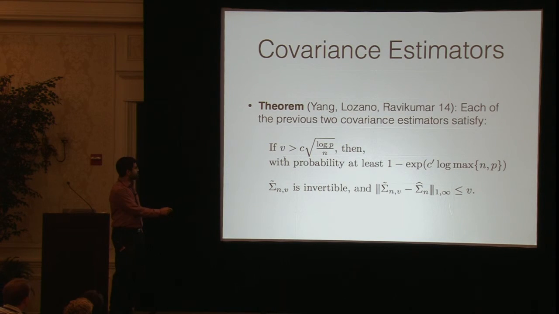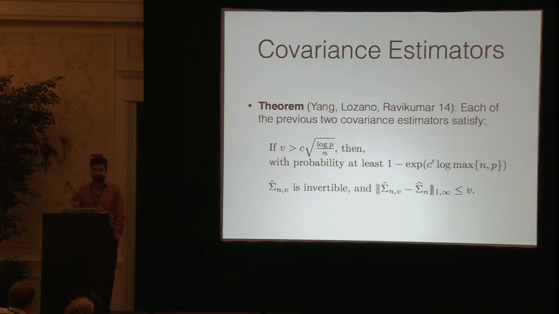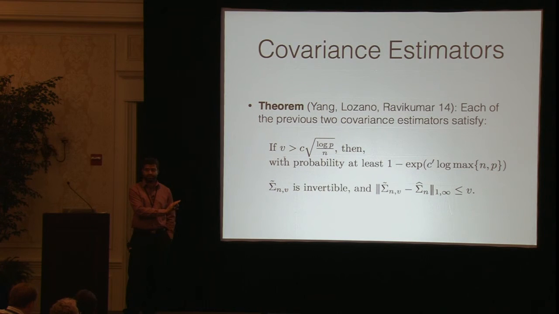Okay? For this, nu was a property of the thresholding operator, and this nu does not need to be very large. Scaling as square root of log p by n, our covariance matrix estimate is invertible and is still very close to the sample covariance matrix. Okay, so I'm not modifying the sample covariance matrix too much, close in some operator norm, that's important, and yet it is invertible.